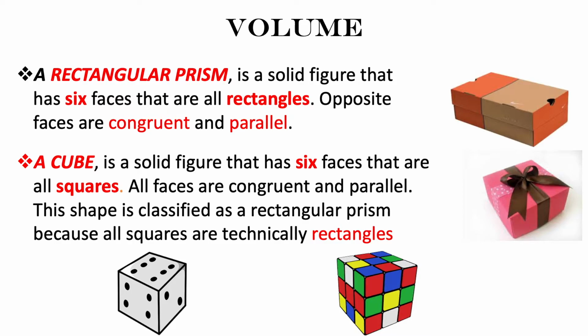So when we're calculating volume, we'll be talking a lot about prisms. A cube is a solid figure that has 6 faces as well, that are all squares, as we've seen in the previous modules. All these faces are congruent and parallel. So in a way, you can look at the cube as a rectangular prism, except that all the sides are equal squares. These are the shapes that we look into a bit more when we calculate volume.